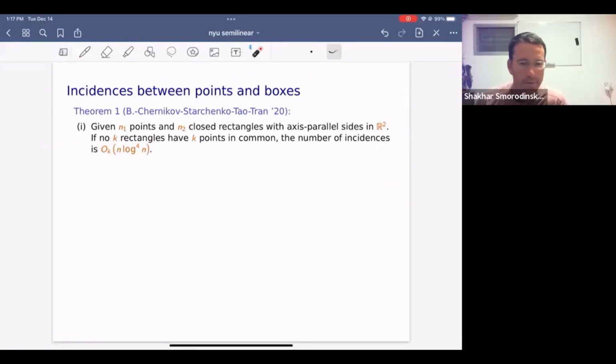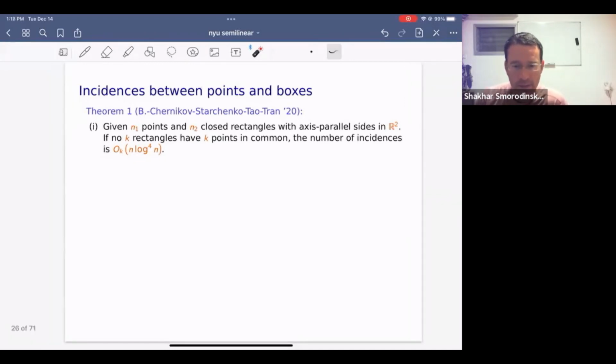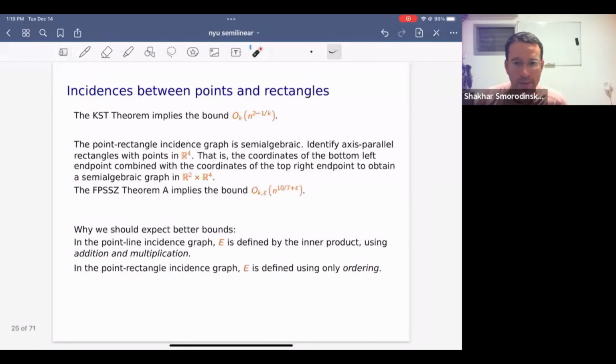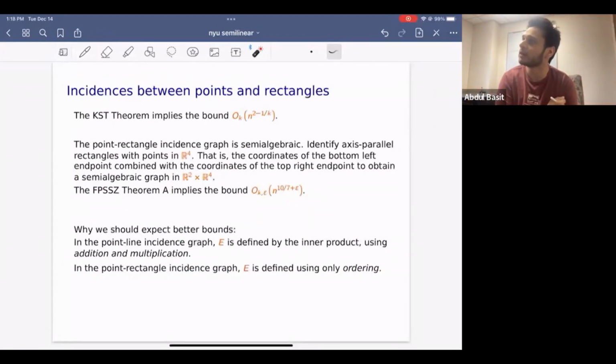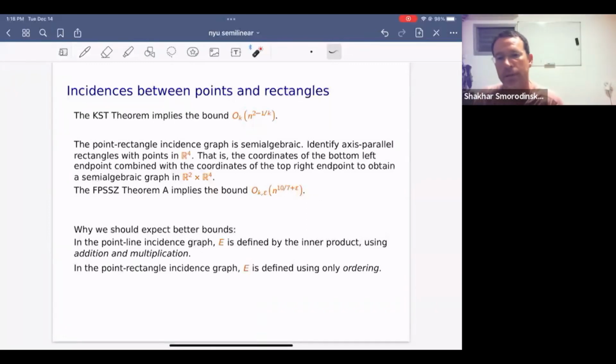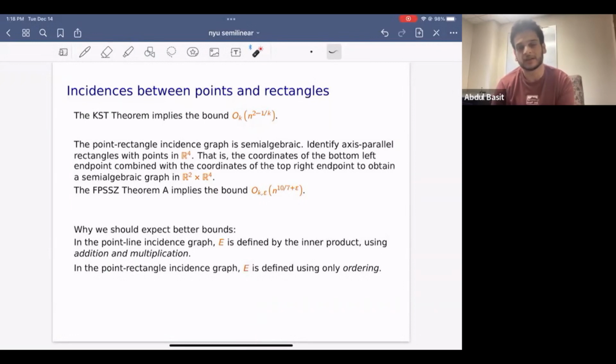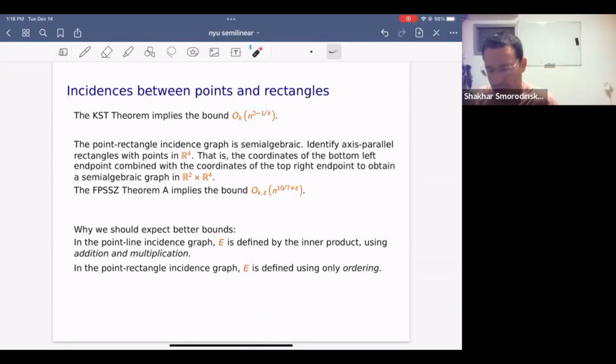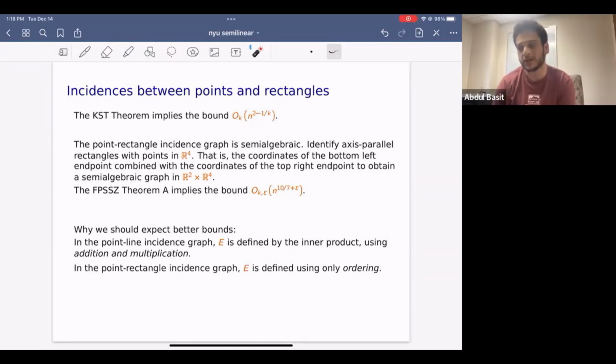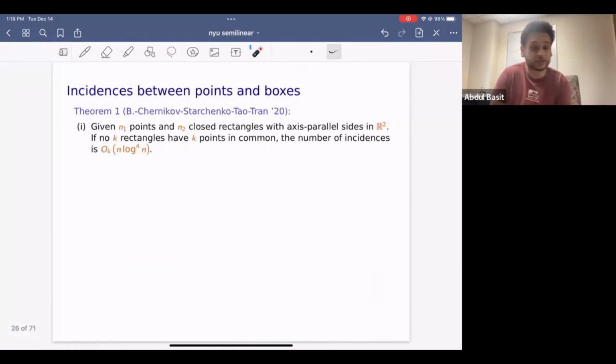Can I ask something? Yes. The previous bound you said works for arbitrary rectangles, not necessarily axis-parallel rectangles, right? Does it work for arbitrary rectangles? No, it does not. If you just plug in these numbers directly, I guess you can get a better bound of n to the 4 over 3 for arbitrary. Isn't it a semi-algebraic graph as well? Yeah, arbitrary rectangles are semi-algebraic. But you cannot do linear for arbitrary rectangles.